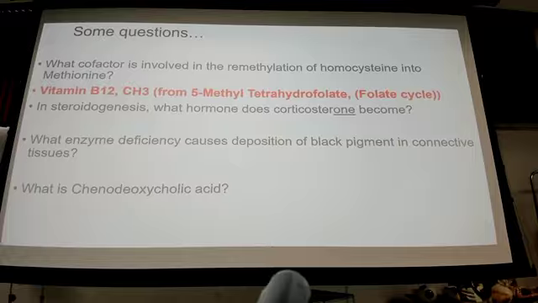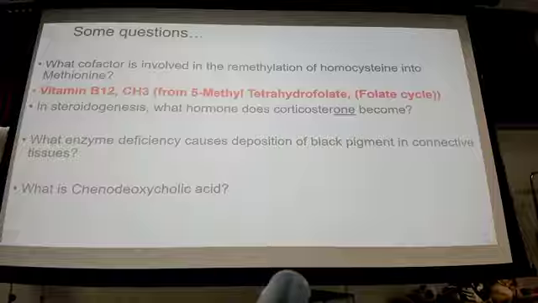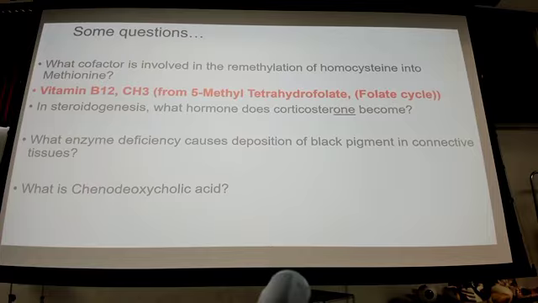Second question: what hormone does corticosterone become? Cortisol. Close. Thank you for answering. Just try to give a little hint. You may not see that question, but you may see this.